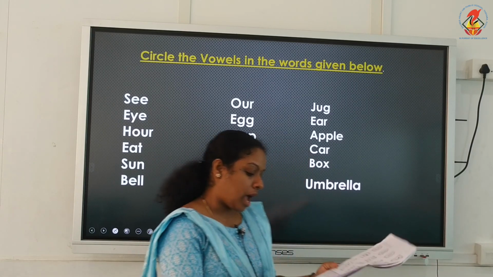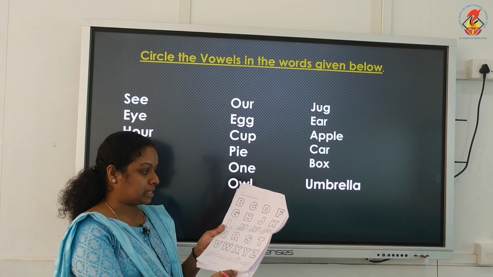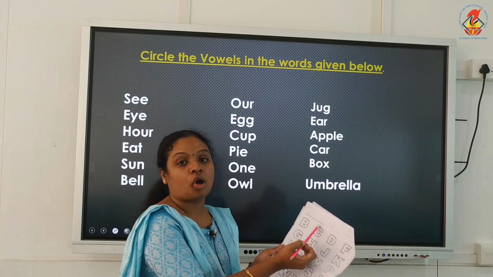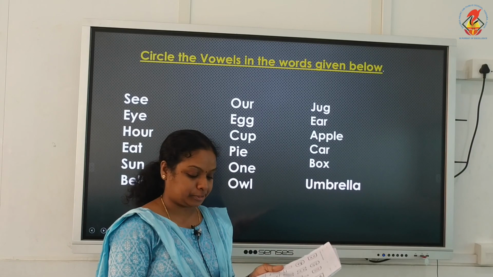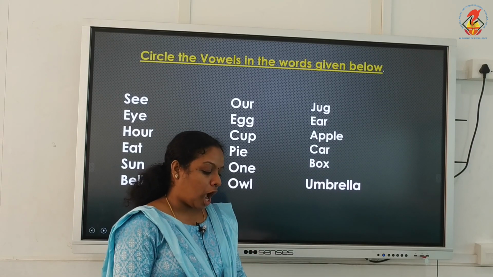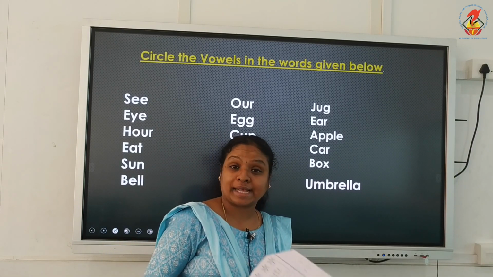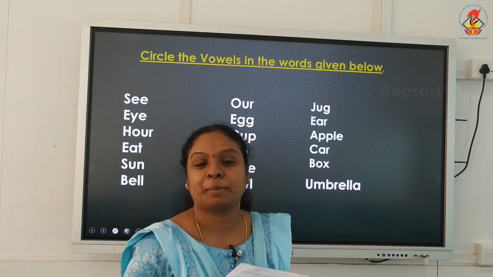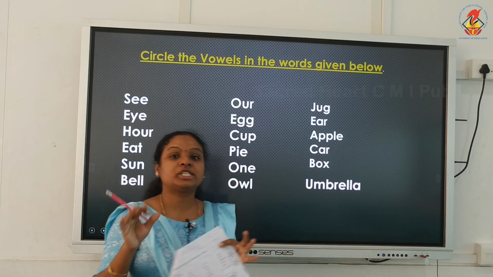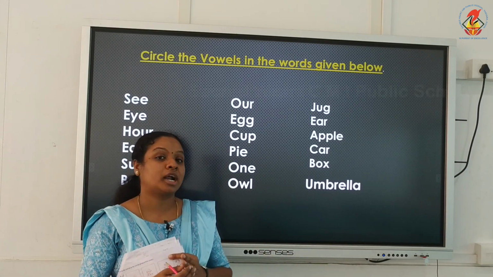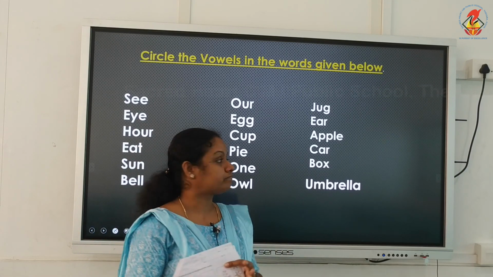Okay, and in page number 46, it's time to color the consonants. The consonant letters are given, you have to color them. Now, next we can move on to the exercises given in page number 47. I hope you understood which are the vowels and which are the consonants.